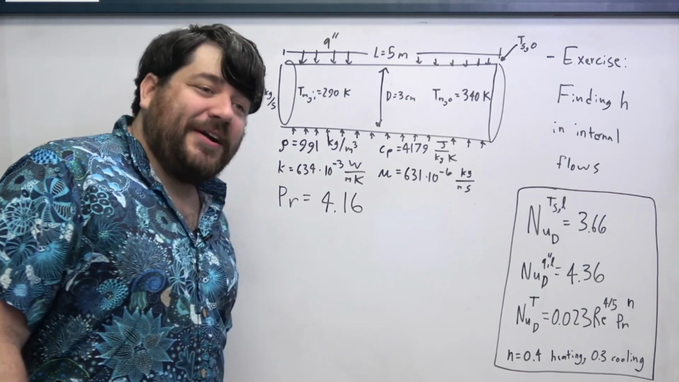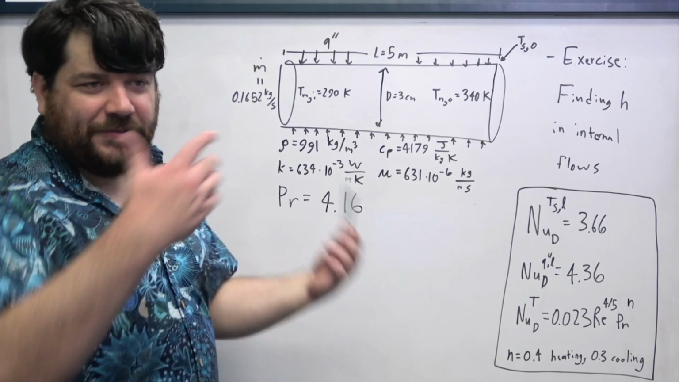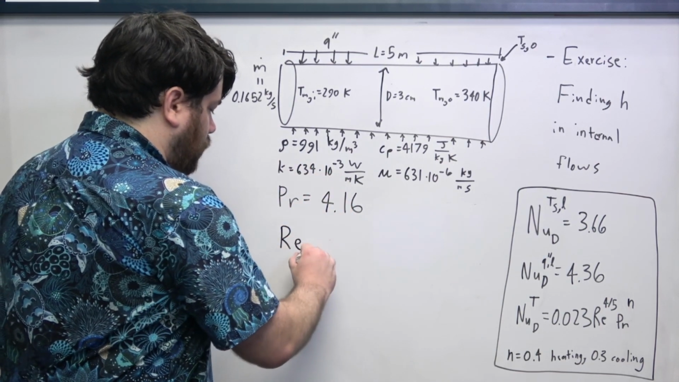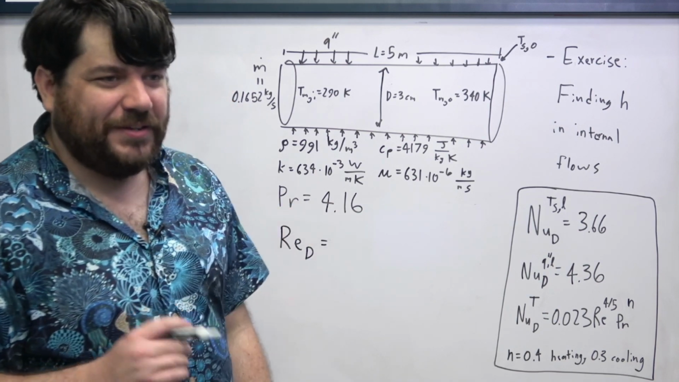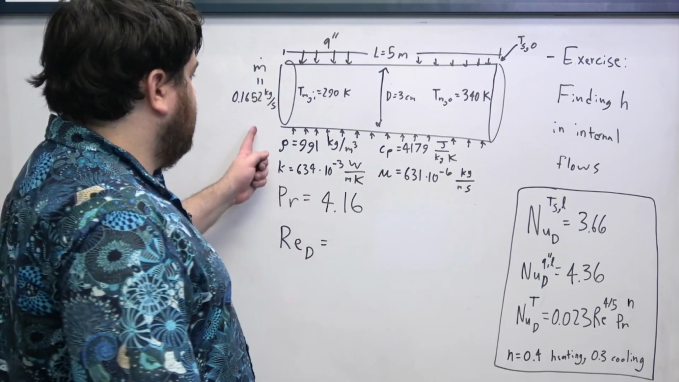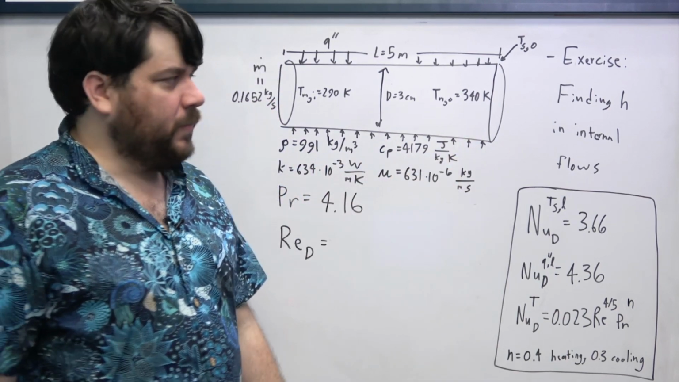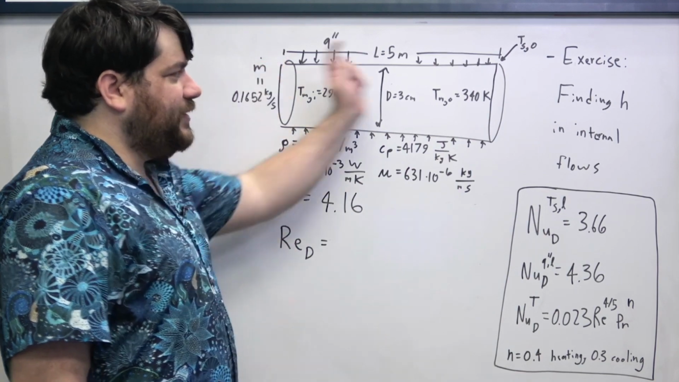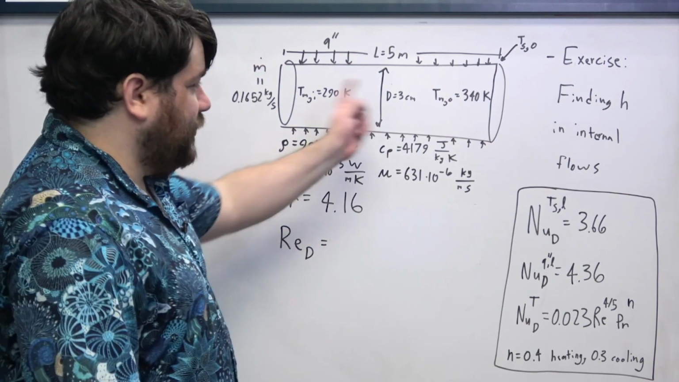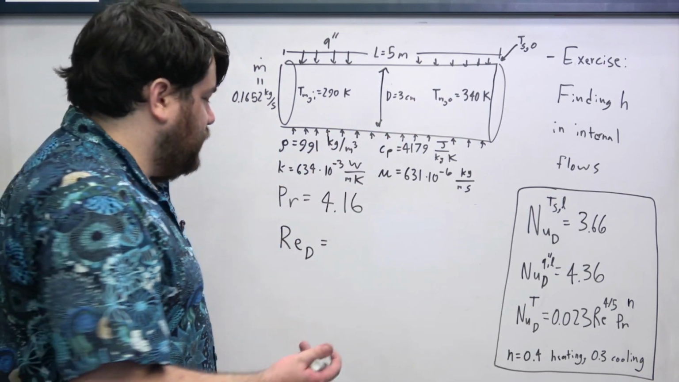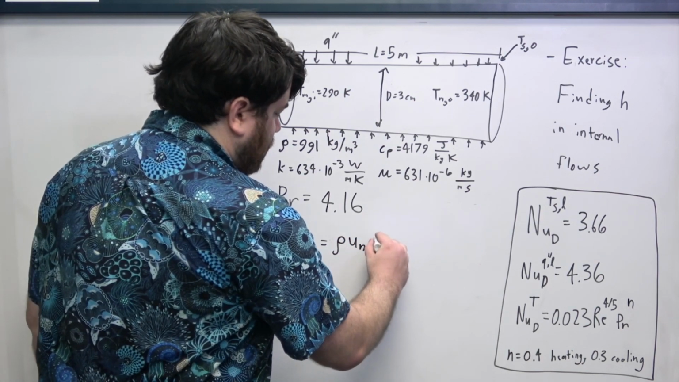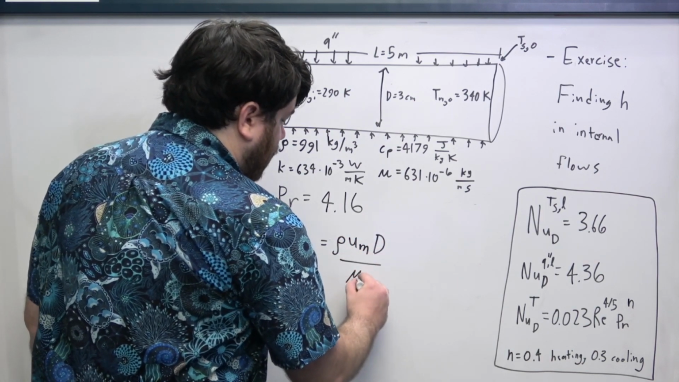Now that I have a Prandtl number, I have to find a Reynolds number. So what is the Reynolds number? The Reynolds numbers that we define for internal flow have to be defined not necessarily on the length of the conduit, but on the effective hydraulic diameter of the conduit. So if this is a circle, if this is a pipe, which it is, then the Reynolds number that I define is just rho times um times the diameter divided by mu.